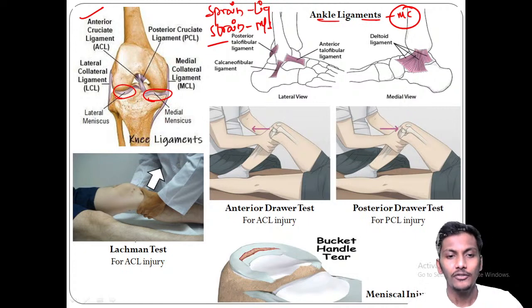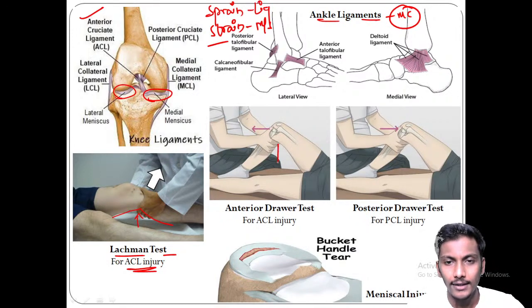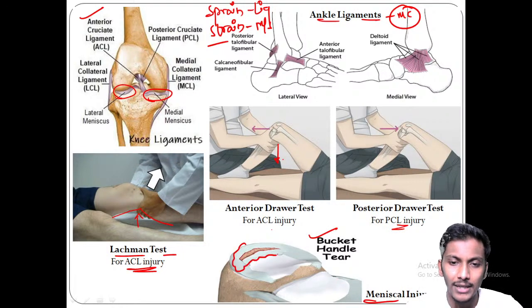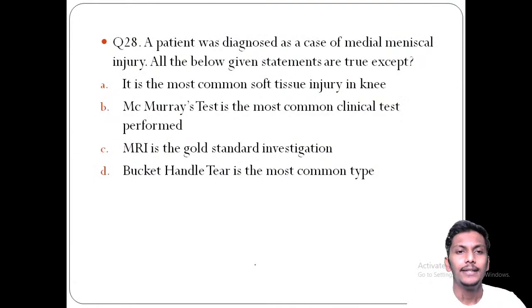Important one. Moving further, this is your Lachman's test, usually done in 5 to 20 degree flexion of the knee. This is your Lachman's test done for ACL injury. This is your anterior drawer test, right? The tibia comes forward. This is your anterior drawer test done in 90 degree flexion of the knee, and this is your posterior drawer test for PCL injury. This is your bucket handle tear. Usually if the meniscus is injured, the most common pattern of meniscal injury is this bucket handle tear. Important. Next, question number 28.